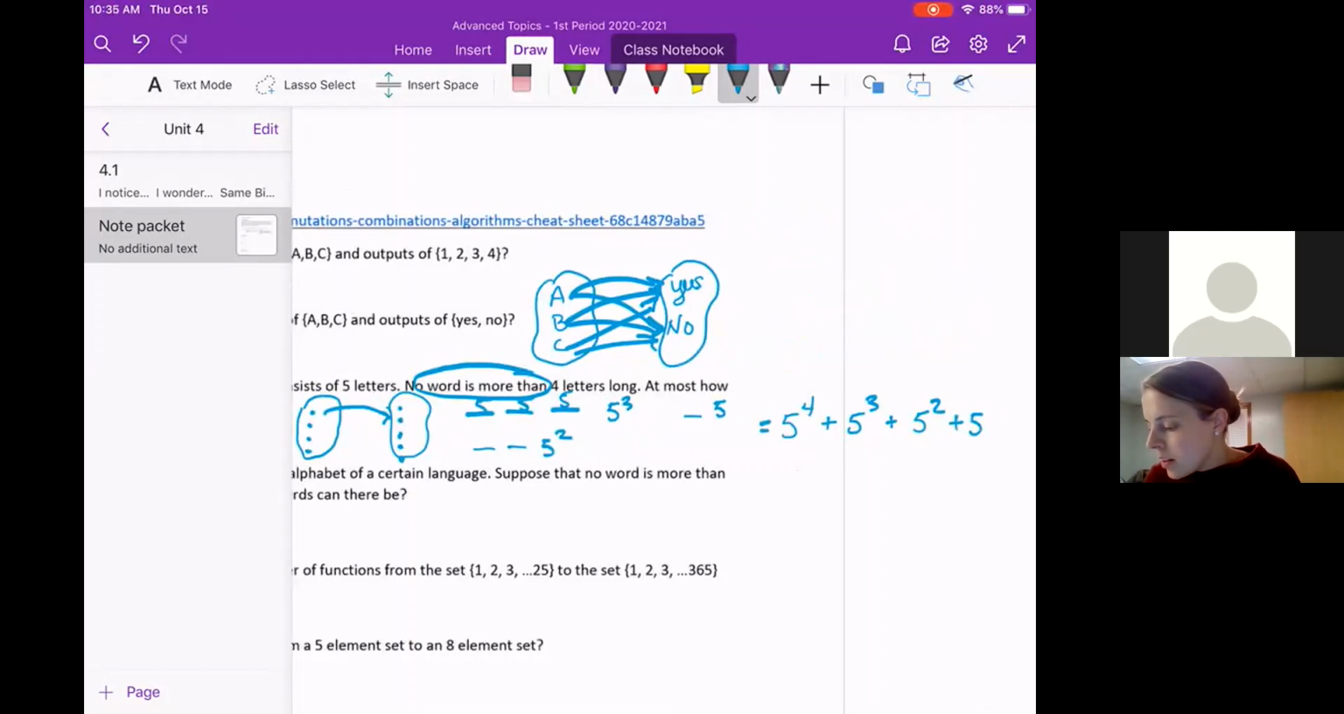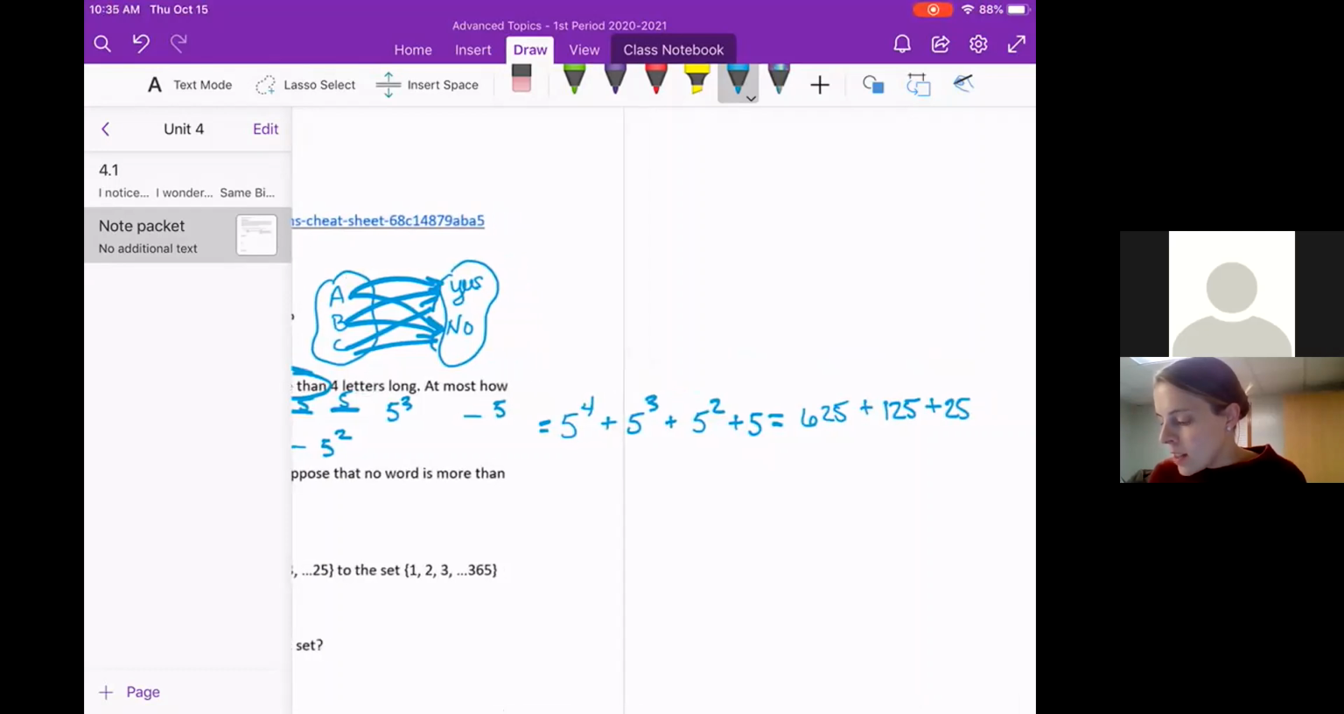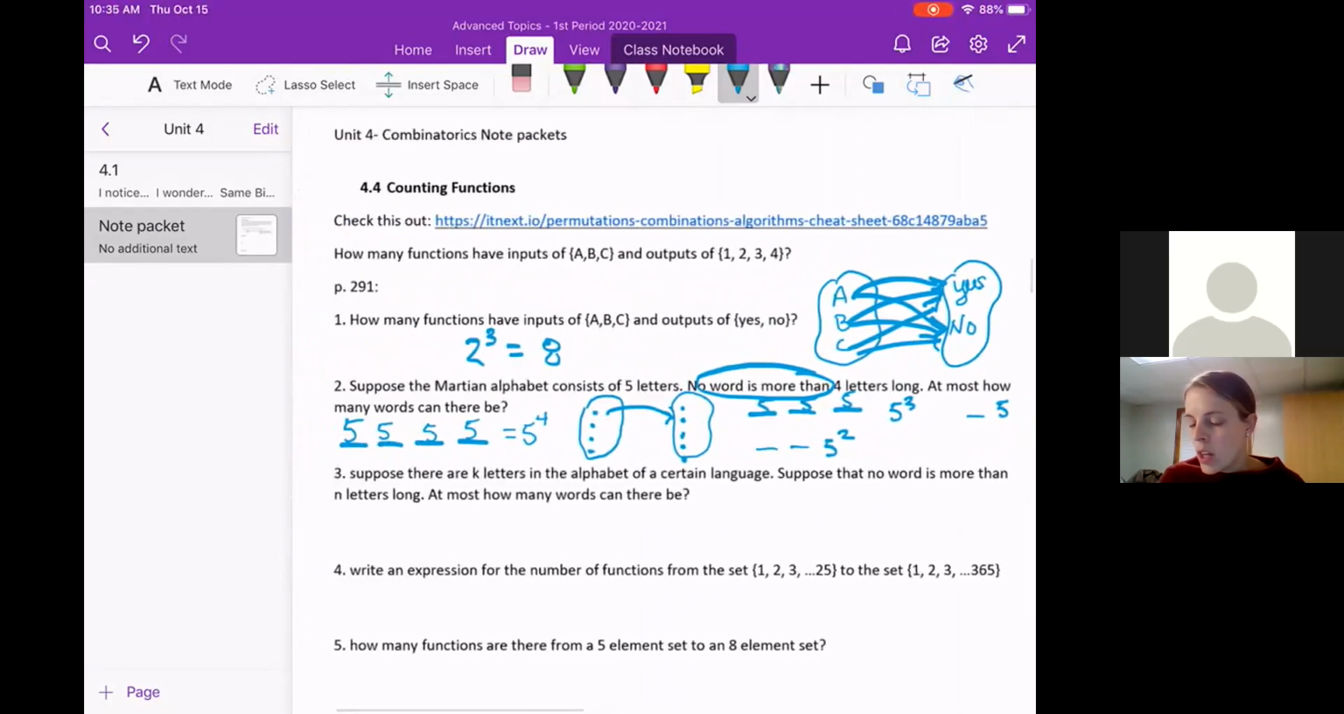5 to the 4th is 625. 5 to the 3rd is 125. 5 squared is 25, and then we've got 5 at the end. So if we add all these choices up, we should get 780 total words. Use that same reasoning. Let's take a look at number 3.